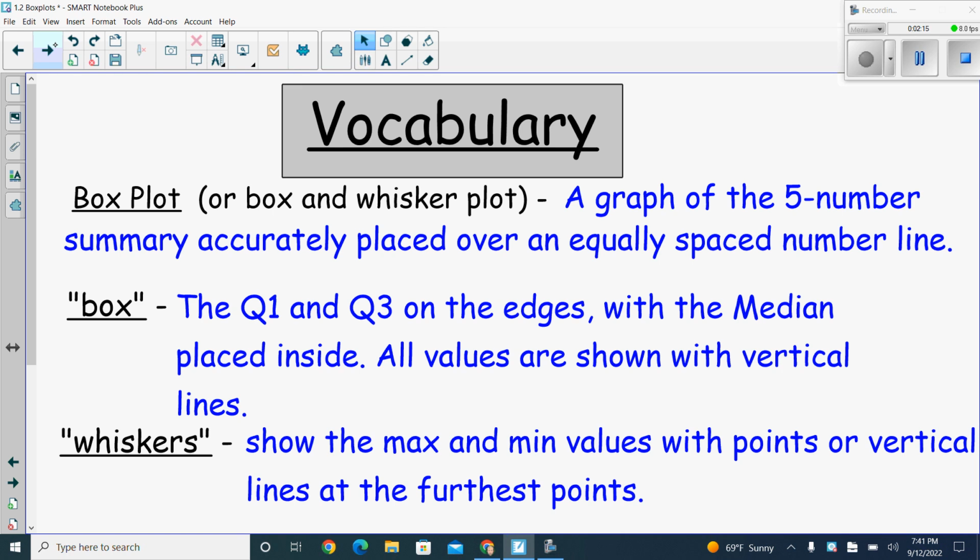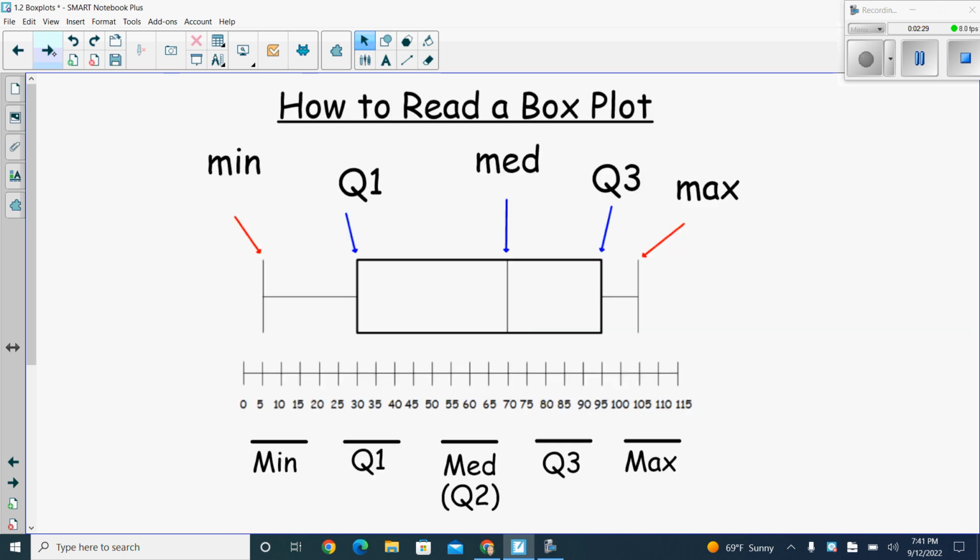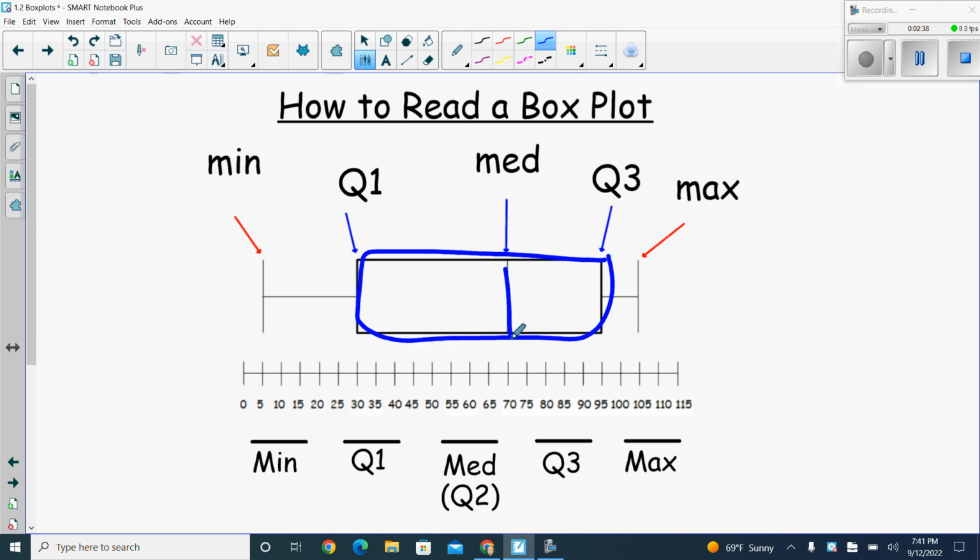The box is going to be the interval from Q1 to Q3 on the edges. You'll see a box or a rectangle there. Median will be inside. And then the whiskers are going to be where the max and min go. And you'll see that next. As we said, the box is going to be this Q1 to Q3 here with the median inside. And then our maximum, sometimes it's just a dot there, making it a whisker. Sometimes they put a whole line there. And our min are going to be out on the ends.